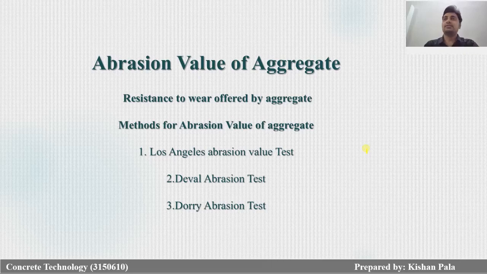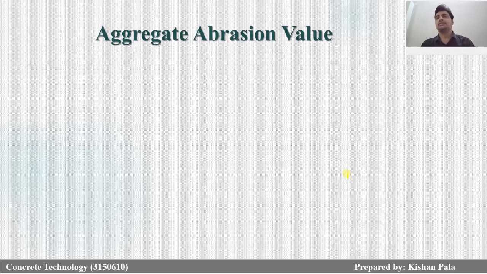We have different methods for finding the abrasion value of the aggregates. First one is the Los Angeles abrasion value test. Second one is the Deval abrasion test. Third one is the Dorry abrasion test. We will discuss the Los Angeles abrasion value test in detail.